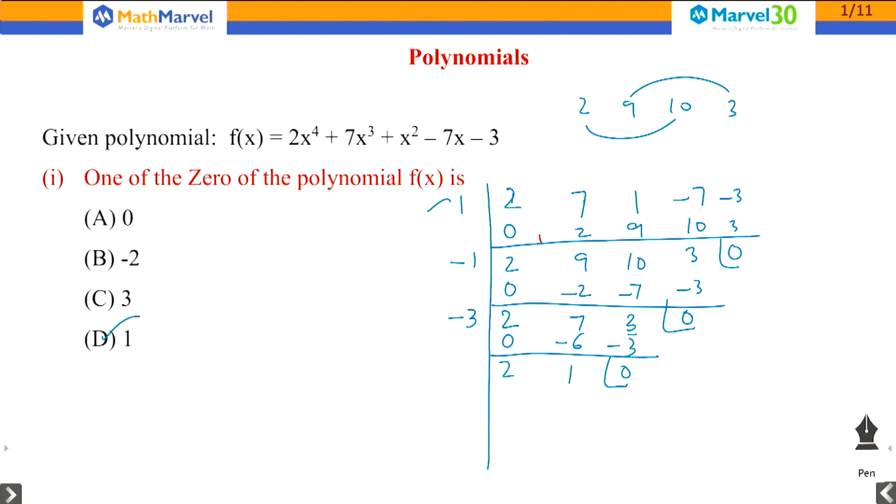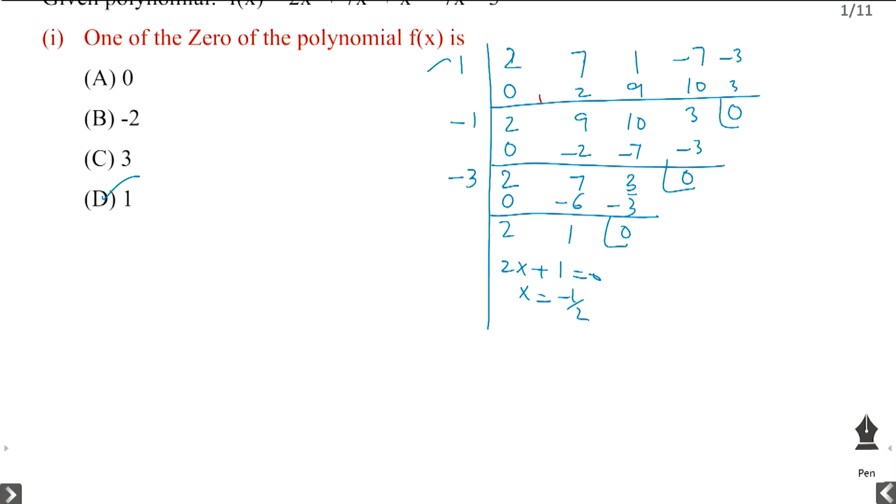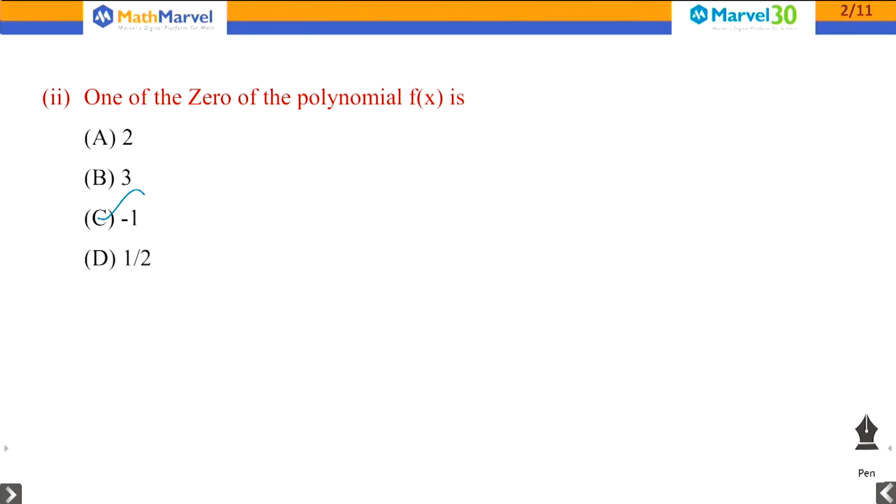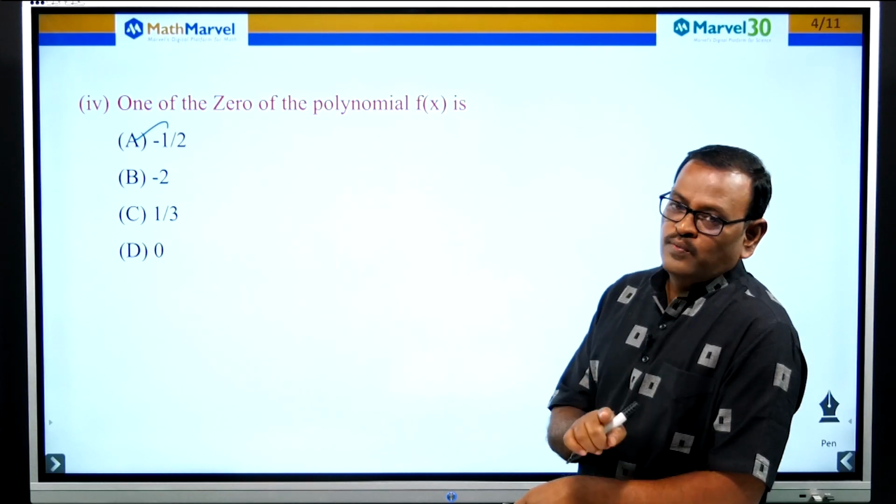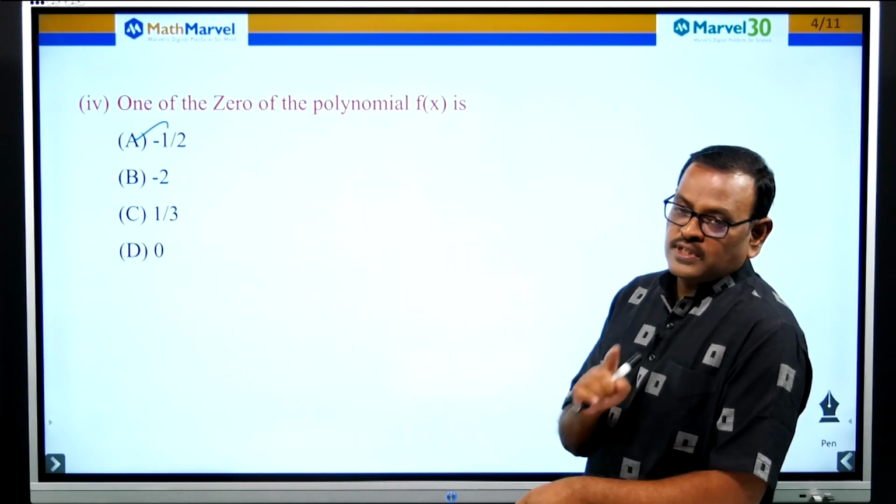So this is the final quotient. This quotient is nothing but 2x plus 1 equal to 0, x equal to minus half. So the fourth zero is minus half. But this is simple only if you know rule 1, rule 2, rule 3. These 3 rules are very, very important.